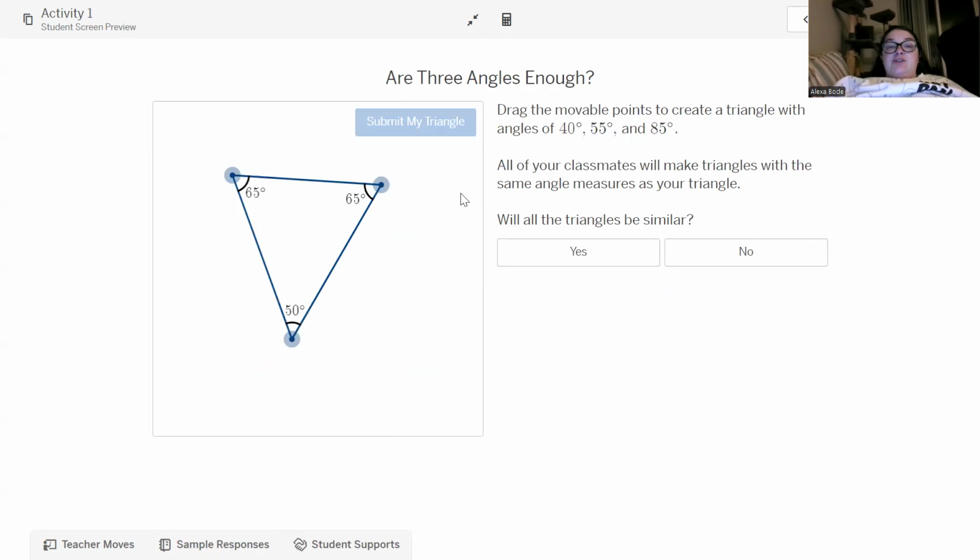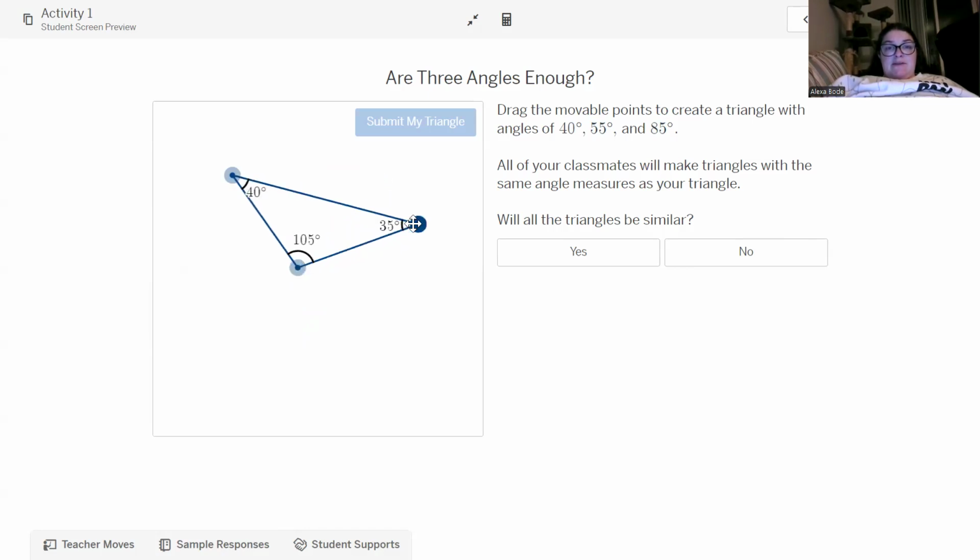But like I said, triangles are special. So here we are going to see if three angles in a triangle are enough. It wants us to drag these points in the triangle to make it so that one angle is 40, one angle is 55, and one angle is 85. Please go ahead and make your triangle. Your triangle does not have to be the same as mine. It does not matter how you make your triangle, as long as you have these angles.